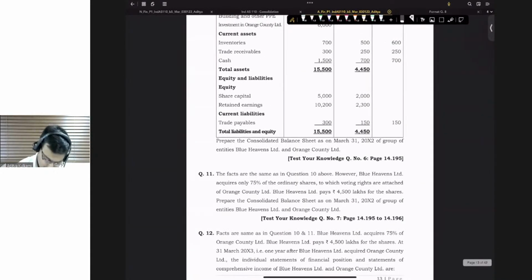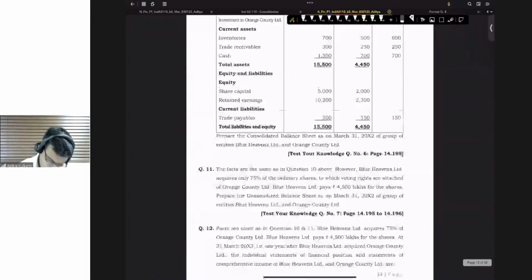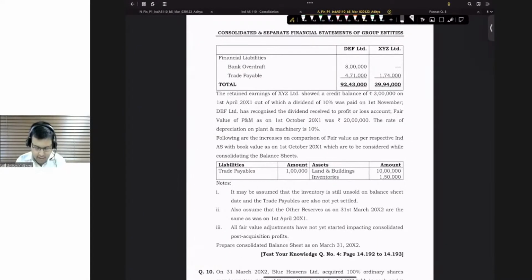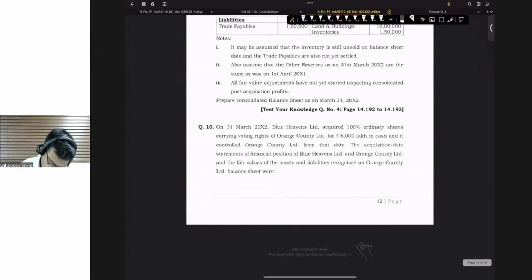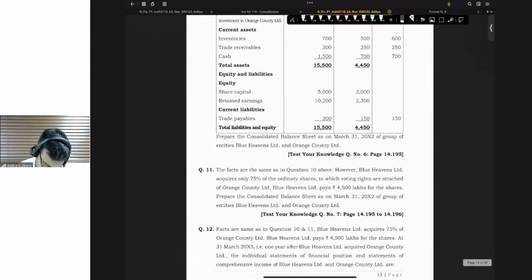Okay, what we will be doing is we will do a mix of questions 10 and 11. Let us read them together. Okay, then that should kind of keep the things in perspective. Okay, my mistake. 10 and 11 we will do together.